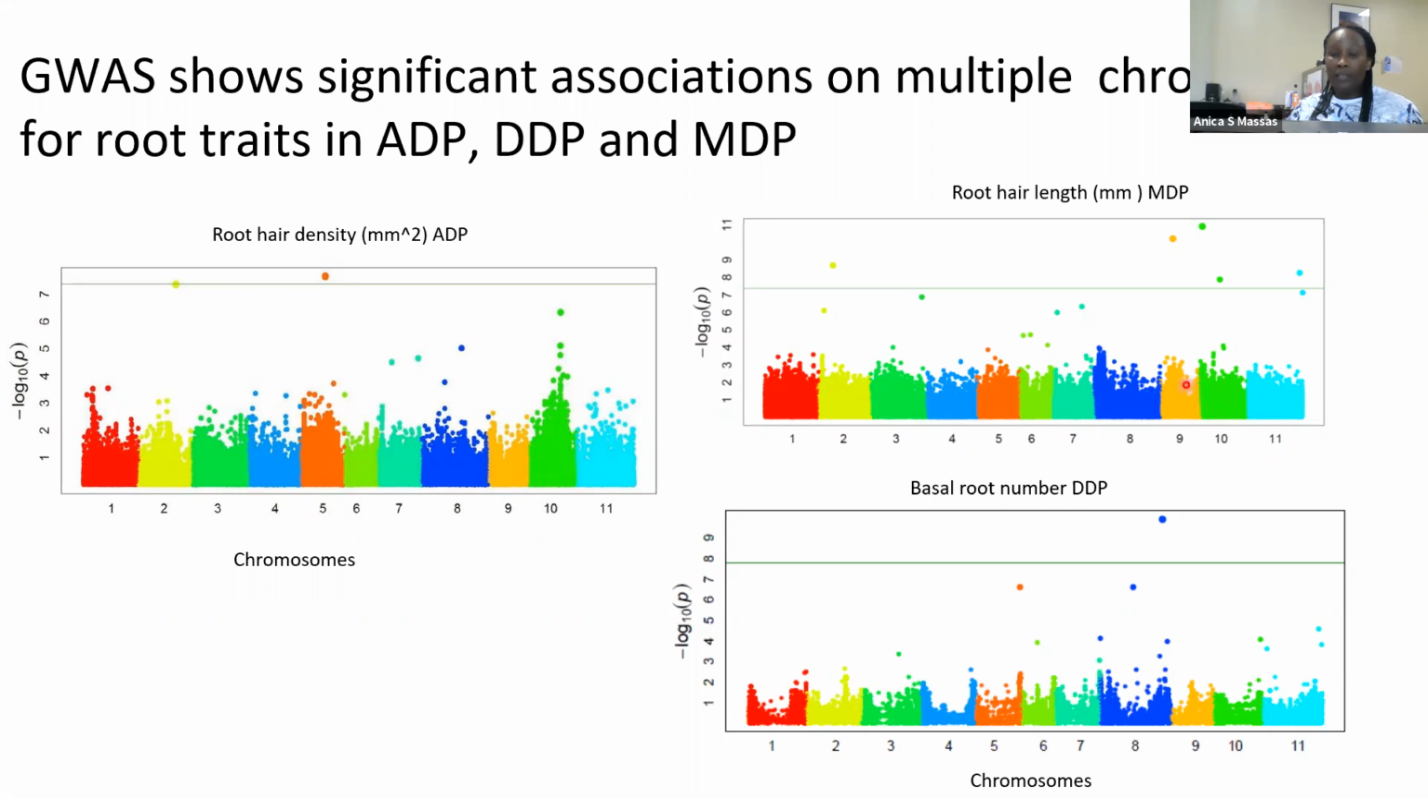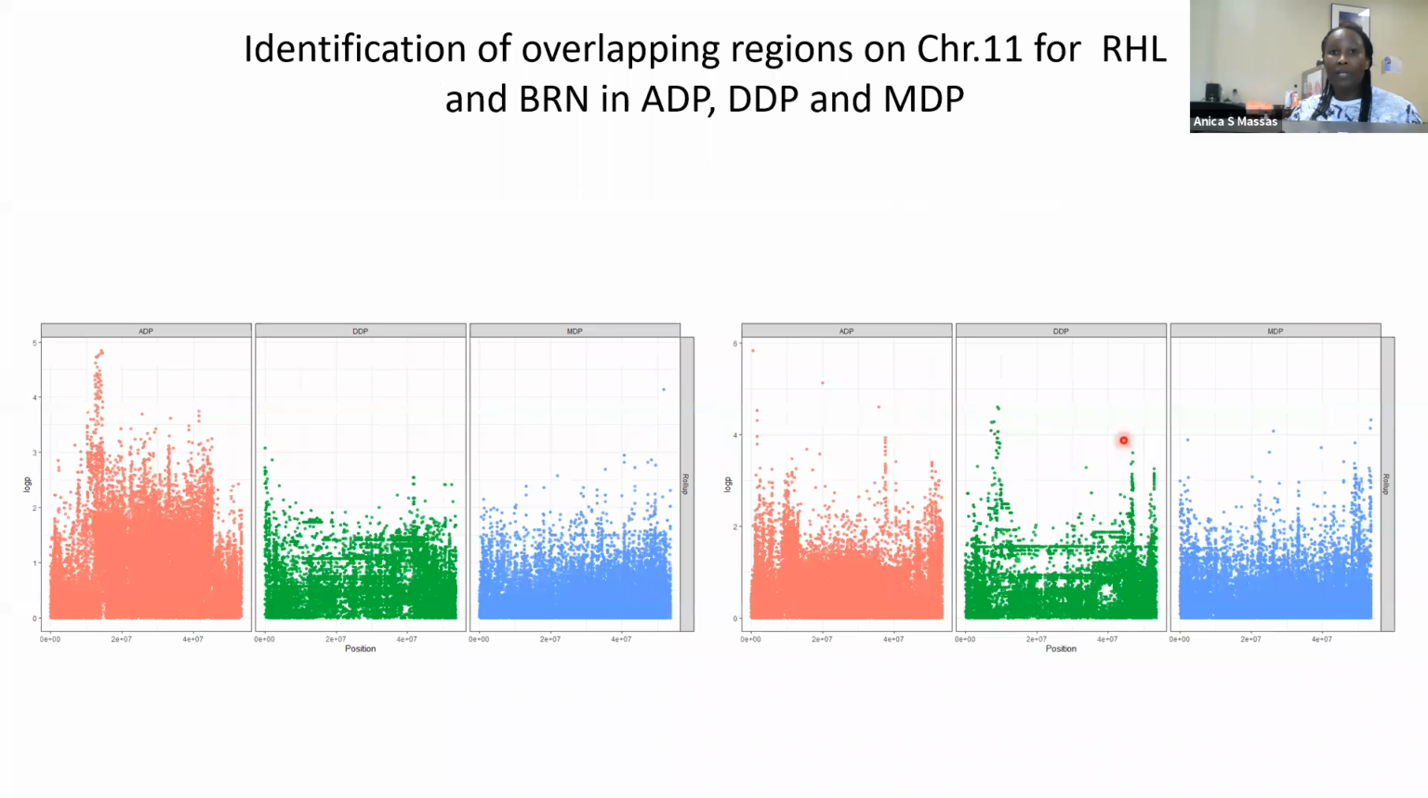So having all these results for all the traits that we had, we looked more closely at a single chromosome. And we found that in chromosome 11, there are overlapping regions for the three populations, Andean diverse panel, Mesoamerican diverse panel, and Durango diverse panel, and for the 5 traits that we are studying.